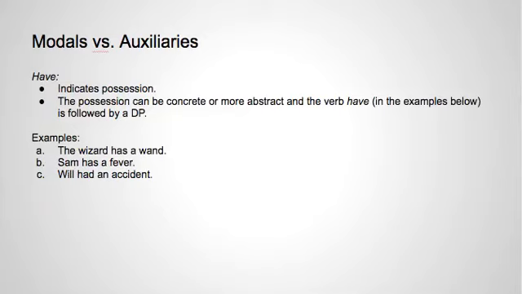Now let's take a look at have. Have generally indicates possession. The possession can be concrete or more abstract, and the verb have in the examples below is followed by a DP. The wizard has a wand, Sam has a fever, and Will had an accident.